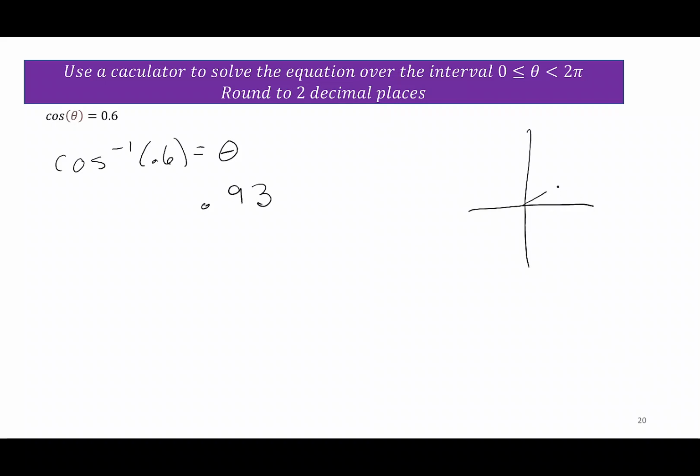Cosine is positive in both quadrant 1 and in quadrant 4. The 0.93 is our answer in quadrant 1. To get our answer in quadrant 4, I need to take the cosine inverse and subtract it from 2 pi. 2 pi minus 0.93, which is 5.35.